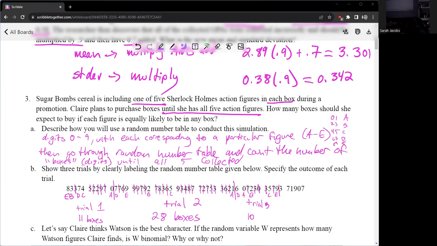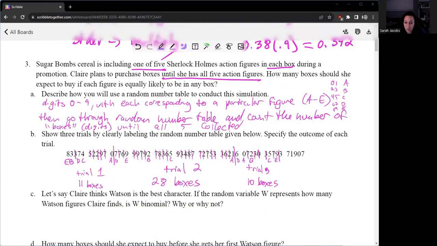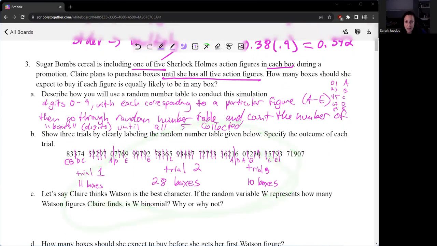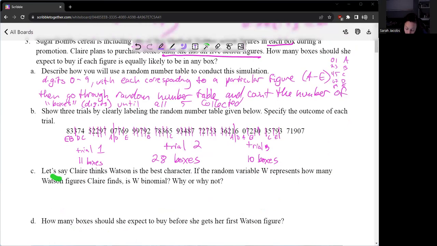is 10 boxes. Okay. So obviously this is very tedious. And it's the sort of thing where you won't have to do more than 3 or so trials, maybe 5, but I'd be surprised. Certainly not on one of my tests, but it's good to know how to use a random number table. Okay. Now we get into some of the new, binomial geometric stuff.